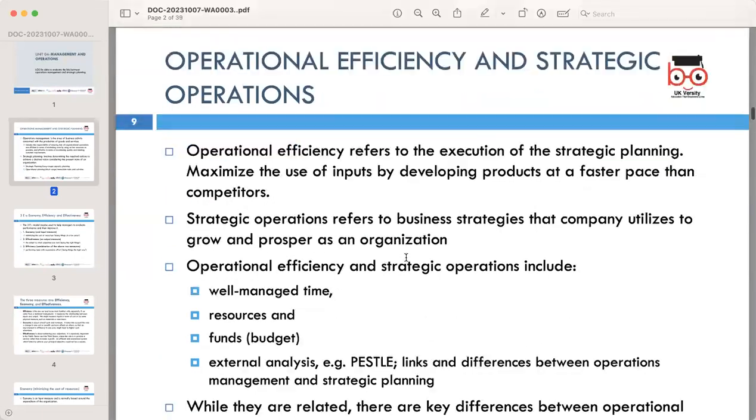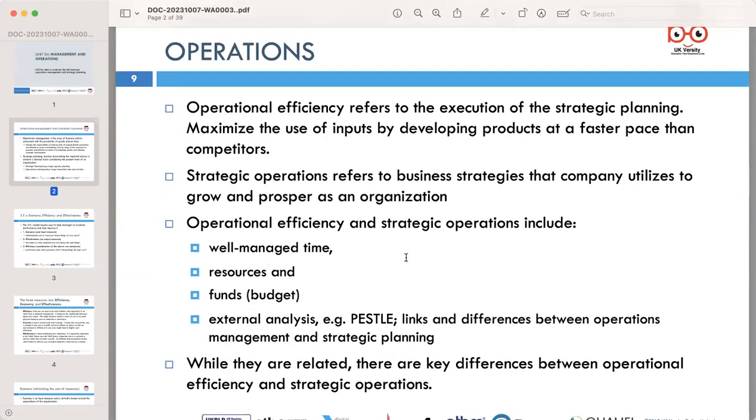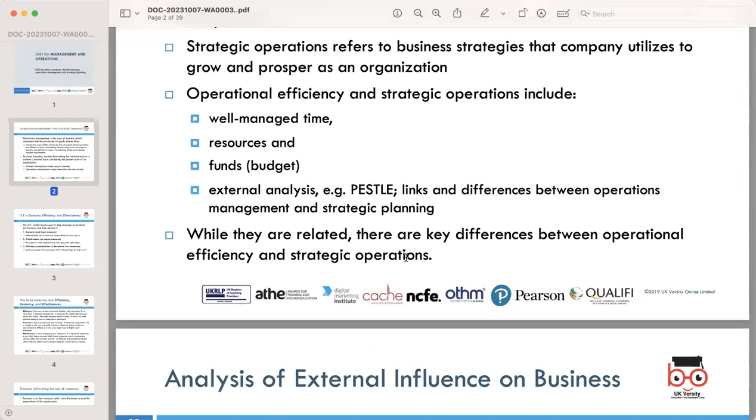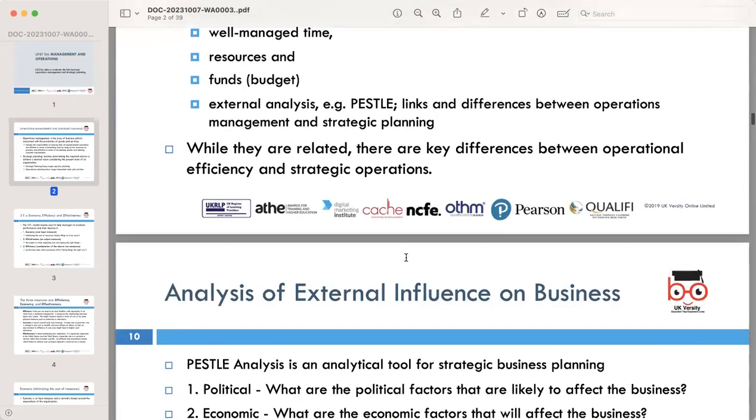Operational efficiency and strategic operations include well-managed time, resources and funds, budget, and external analysis, for example PESTEL, a link and difference between operational management and strategic planning. While they are related, there are key differences between operational efficiency and strategic operations.